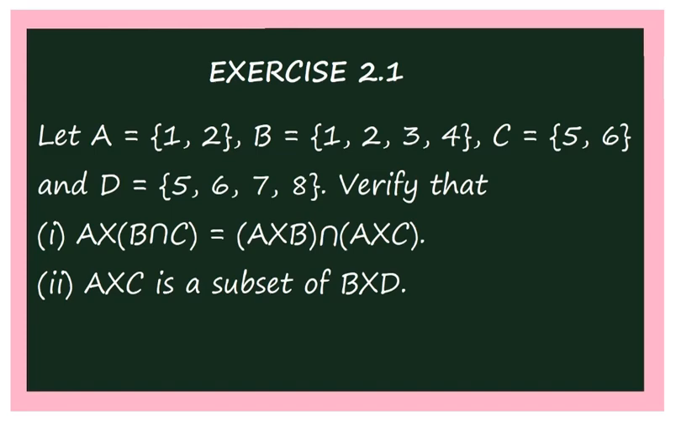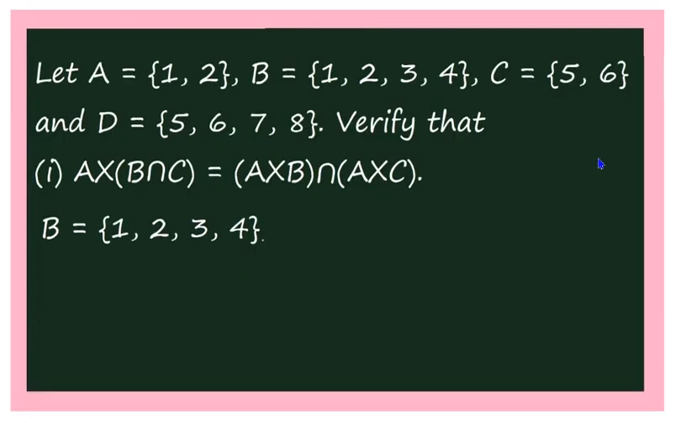The second question is A × C is a subset of B × D. Now, to solve this question, let us solve the first question. It is given A, B, C and D and we have to verify that A × (B ∩ C) is equal to (A × B) ∩ (A × C).